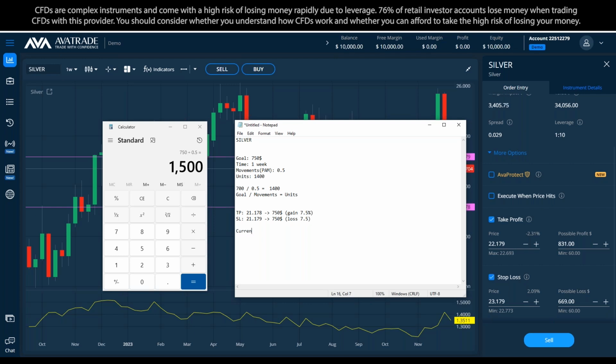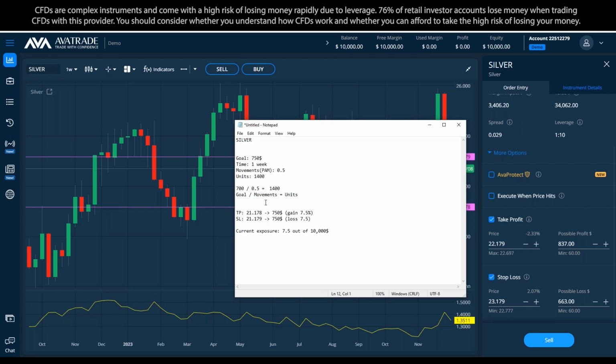Okay, current exposure, 7.5 out of 10,000. And now we're getting down to another layer called risk money management. Now, the person who asked me in the beginning about where to place the stop loss and the take profit, this is one of the ways for you to decide how to do it correctly.